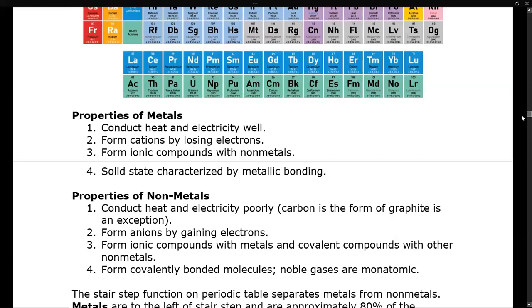They form anions by gaining electrons. They form ionic compounds with metals, but covalent compounds with other nonmetals. And we'll talk more about those two types of bonding a little bit later on. They form covalently bonded molecules with each other. However, the noble gases are monoatomic.